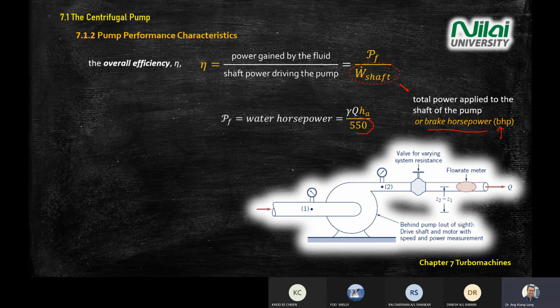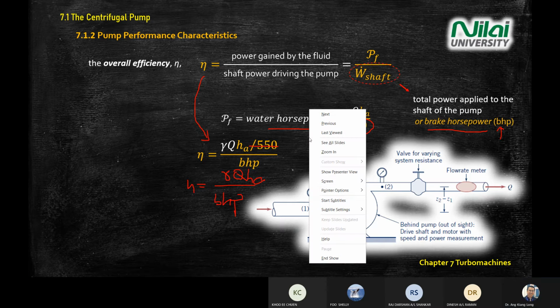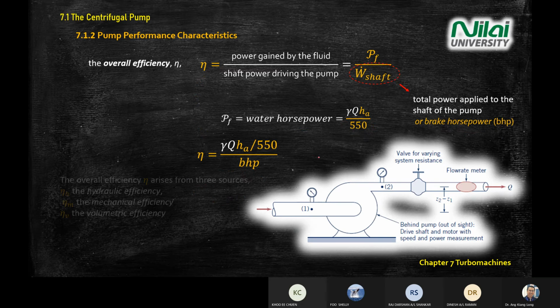So again, when you see 550, it means you are calculating horsepower. And if you write this overall efficiency in horsepower, you are in this form. Okay. So in a normal case, which is in Malaysia, we don't need 550. Straight away, you use omega Q HA divided by BHP. Okay, the rest you can read from my slides here.